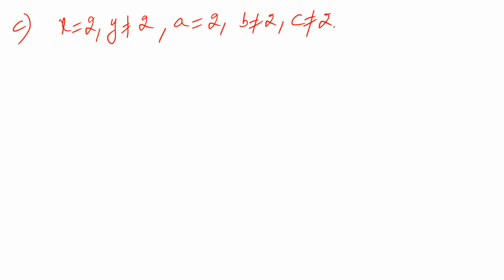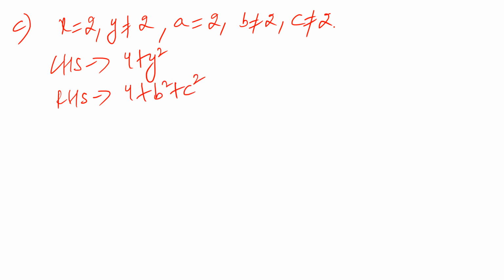Right? Now the left hand side becomes 4 plus y square, and the right hand side becomes 4 plus b square plus c square. Now if I want to make both of them equal to each other, then I must get y square equal to b square plus c square. Right? Now since I know that y, b and c are all odd prime numbers, so y square is odd, b square is odd, c square is also odd.